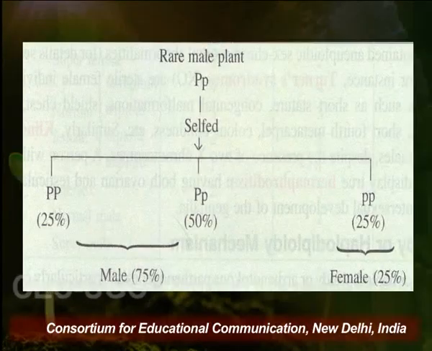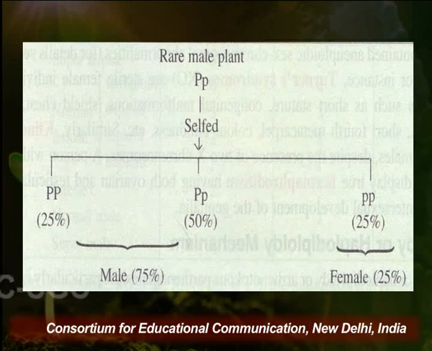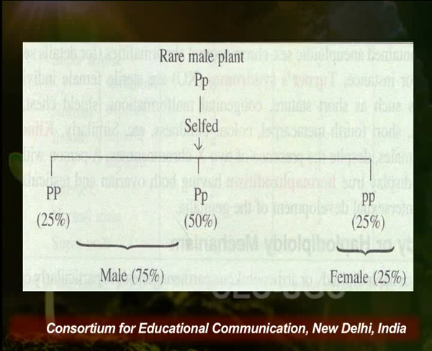On your screens, you will see a chart where the real male plant, it is rare to have a capital P and small p, is selfed. And after selfing, wherever we have the capital P, it is male. And therefore, the segregation ratio naturally comes to approximately 75% to 25% of males and females respectively.